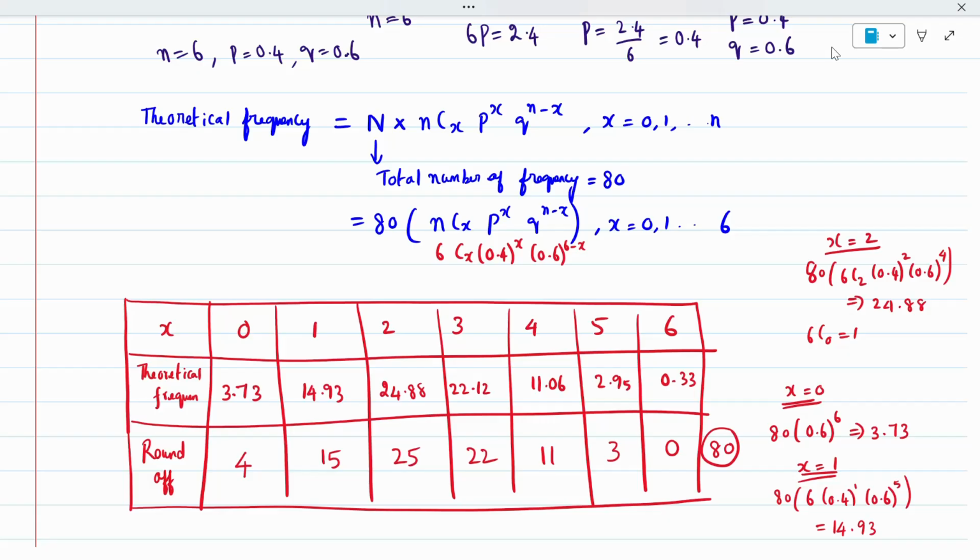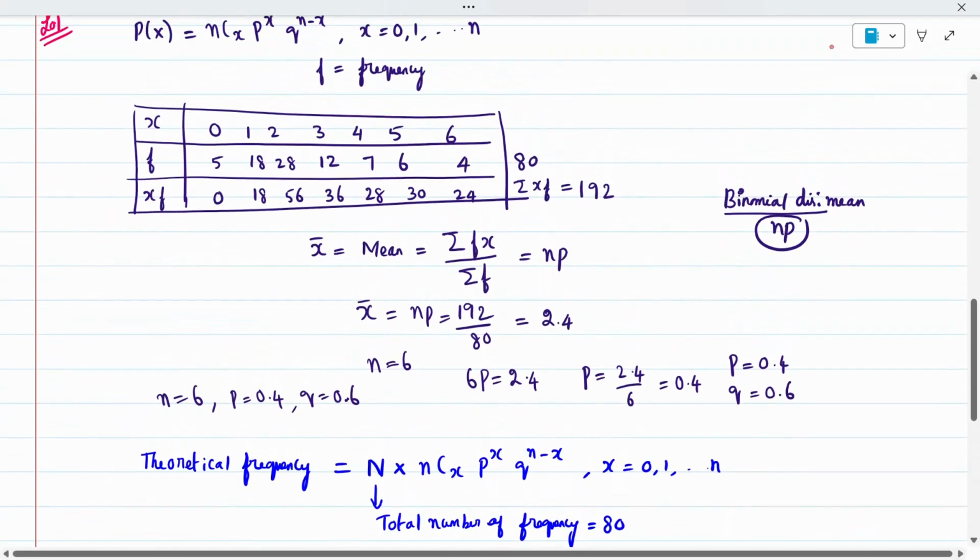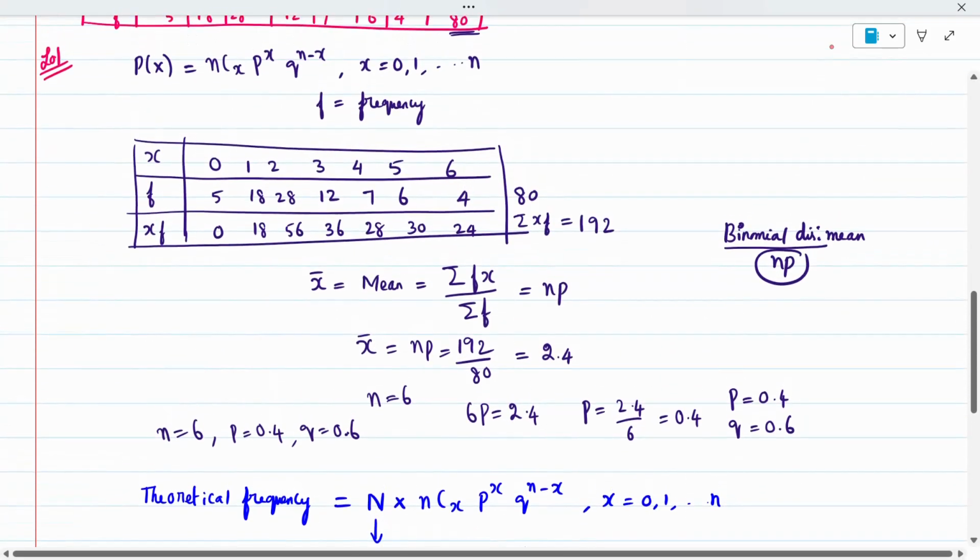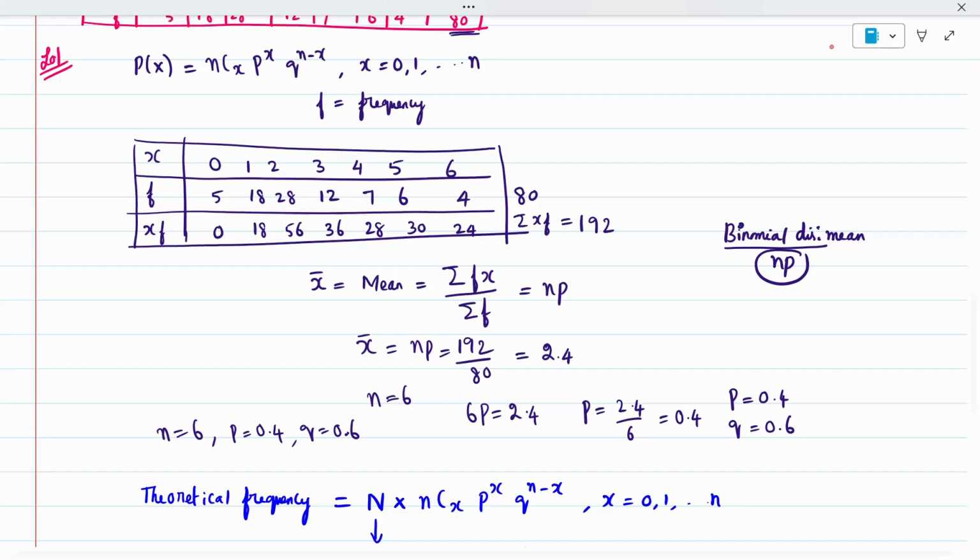The same thing we can do for any distribution. You only have to change the corresponding distribution. If it is Poisson, change to the corresponding Poisson distribution. The mean will not be np, but lambda. We will see this in my next video on Poisson distribution, where you can cross check it. Thank you.